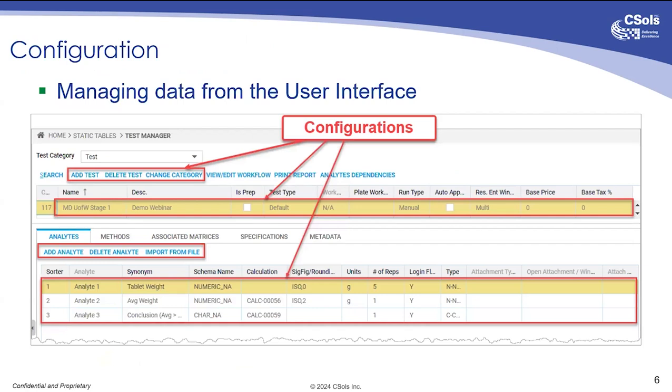Configuration mainly consists of managing data from the user interface. So the test manager in STARLIMS is an example of module where data is configured, where we can add tests, delete tests, move them around categories. We can add an highlight, remove them, set up their synonym, their rounding, the methods, etc.